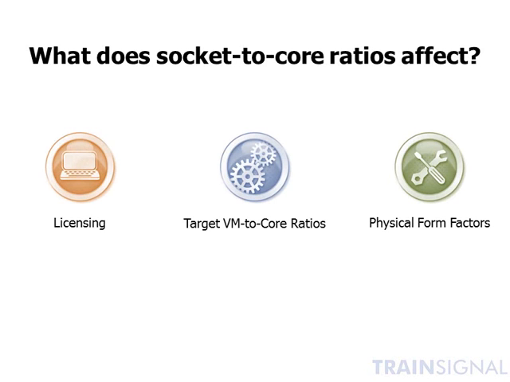Also, the socket to core ratios will affect your target VM to core ratios. How many VMs are you hosting on a particular CPU core, and how will target VM to core ratios that are too high affect the ability of the design to satisfy the performance requirements, meet SLAs or SLOs, for example? It'll also affect physical form factors. If I specify that I want 4 sockets with 4 cores each, well, that's a different kind of form factor. Some blades may not support 4 CPUs. You may have to go to rack mount servers. And then that will in turn affect a whole host of other things as well.